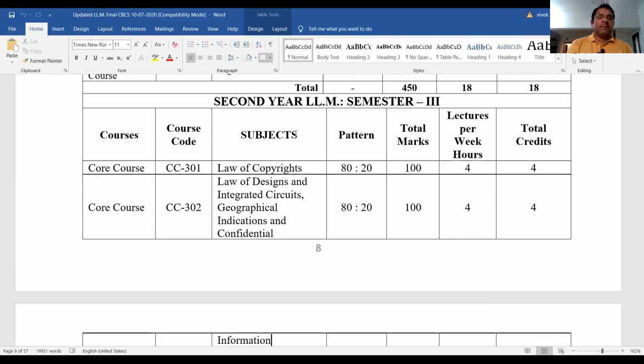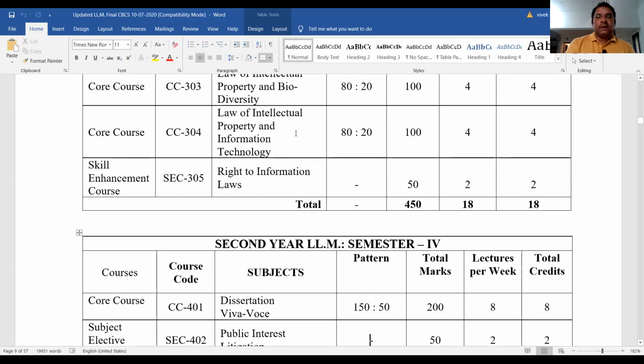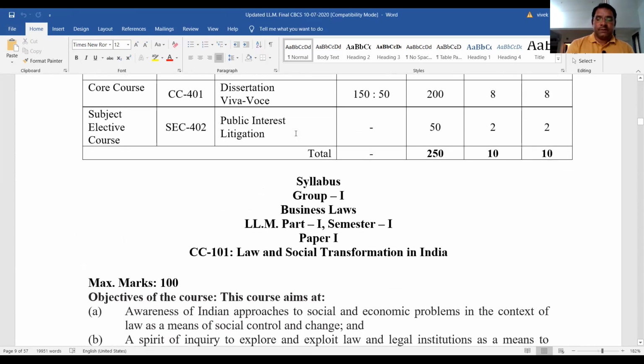intellectual property rights. The first paper is on law of copyrights. Second paper deals with law of designs and integrated circuits. Third paper deals with geographical indication and confidential information. This second subject is law of intellectual property and biodiversity. Then we have law of intellectual property and information technology. And finally, we are going to learn skill enhancement course, which is called right to information laws. Okay, so these are the topics that we are going to cover under this particular semester 3.